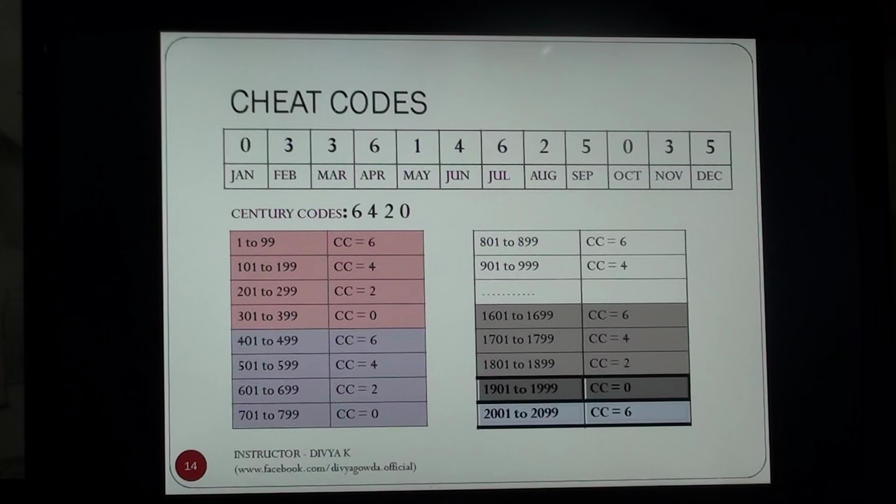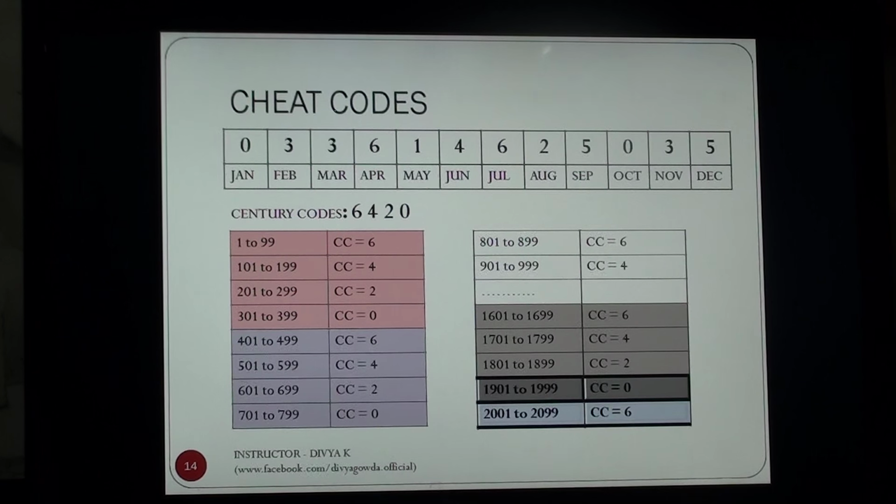This is a 12-digit number which you have to remember by heart if you have to solve this calendar problems quickly. 0, 3, 3, 6, 1, 4, 6, 2, 5, 0, 3, 5. They are the month codes. Anything for January it will be 0, anything for April it will be 6, anything for June it will be 4, anything for November it will be 3 again, anything for August will be 2, something like this. You have to remember this 12 digit by heart. I am sure it's not going to be so difficult.